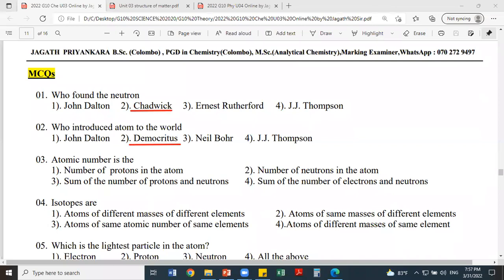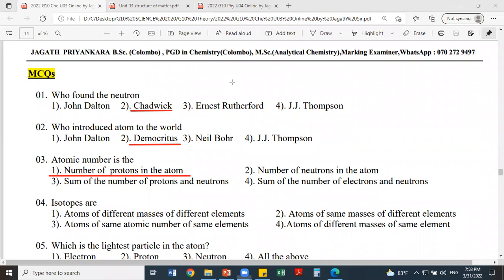Number of protons in the atom. Very good, correct, Sohana. Number of protons inside the nucleus of an atom. So the answer is: atomic number is the number of protons, nothing else. That is the definition.